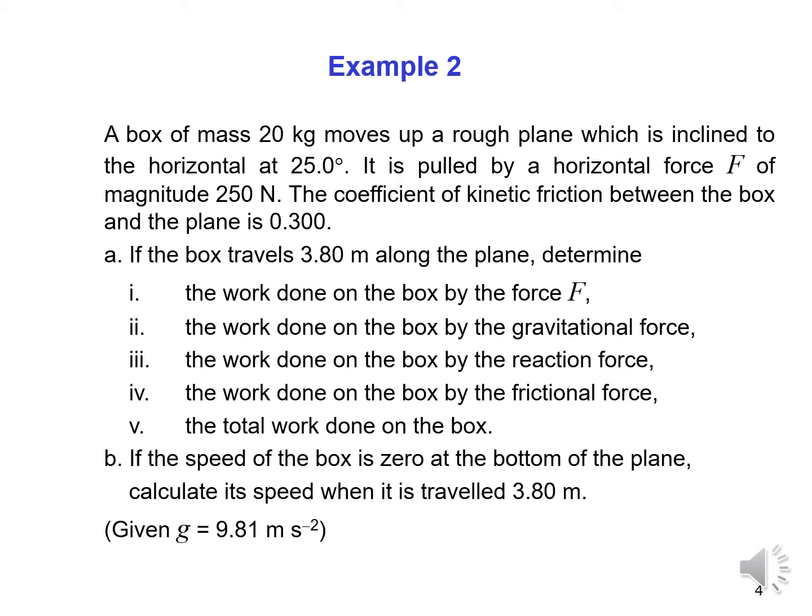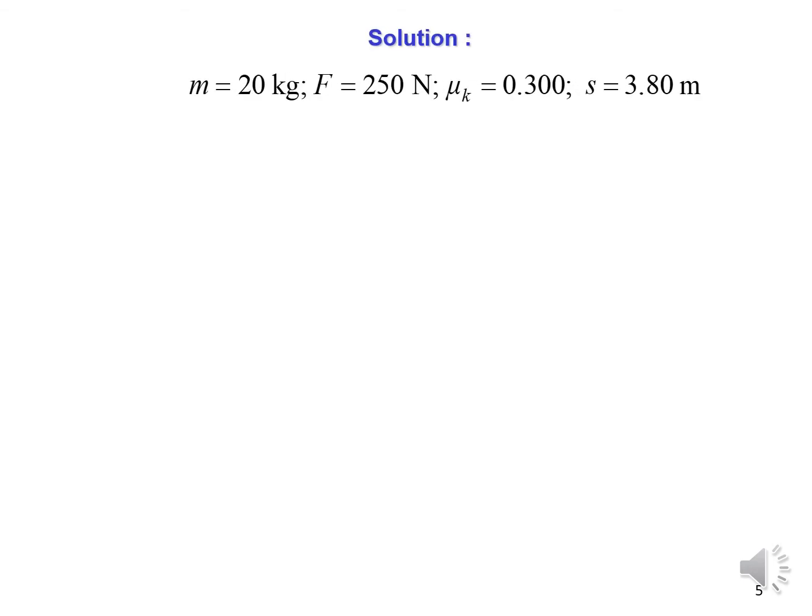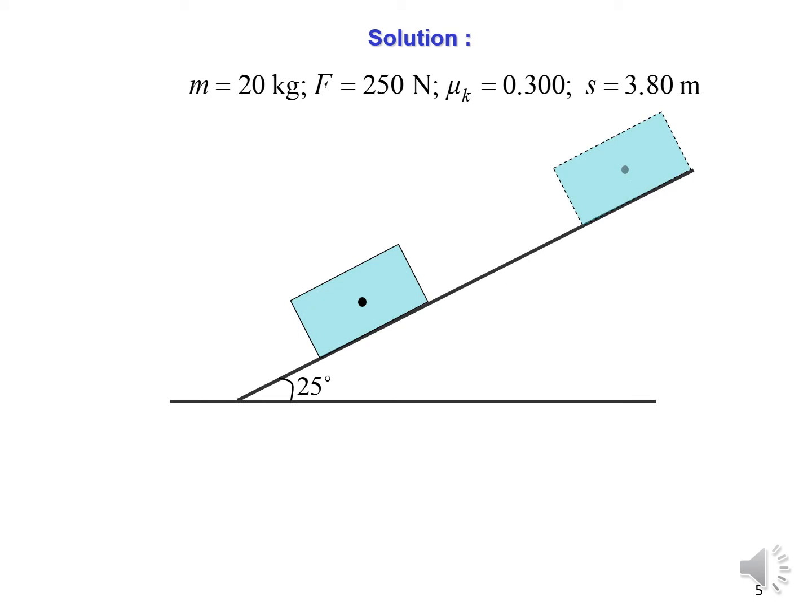For question B, the speed of the box is 0 at the bottom of the plane, and they want us to calculate its speed when it has traveled 3.8 meters. For the solution, first derive all the information given. We have the value of mass, force, coefficient, and also displacement. Based on the description, we can draw a free body diagram.